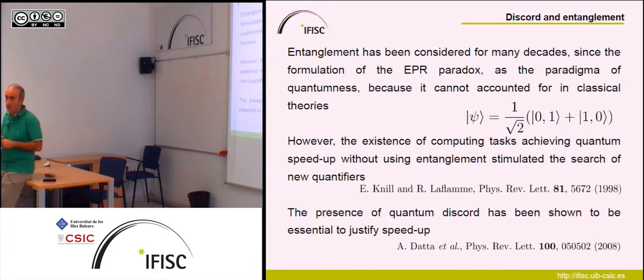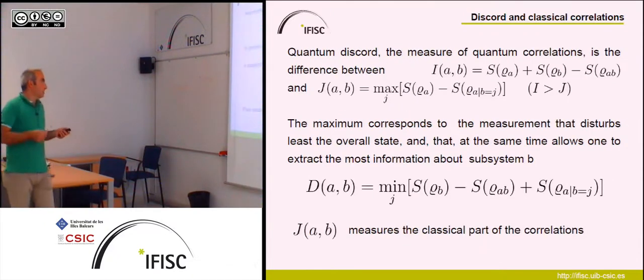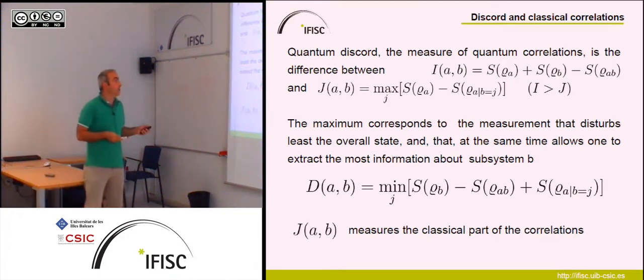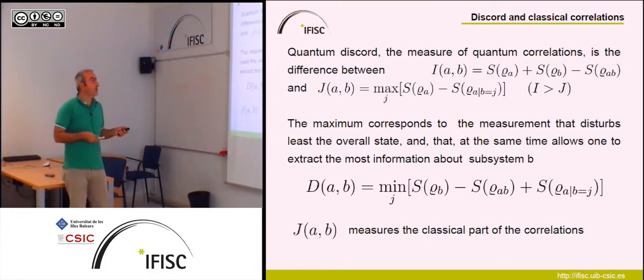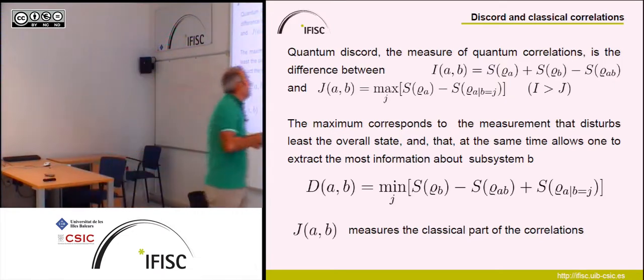Any other questions? You said that correlations are distances. Can you explain this a little bit more? So first I define the correlation in this way. I say I is equal to S of rho A plus S of rho B minus the total S. Then alternatively I could say I want to know the relative entropy. It's not exactly a distance quantity because it's not symmetric under the exchange of the two elements, but let me call it distance.